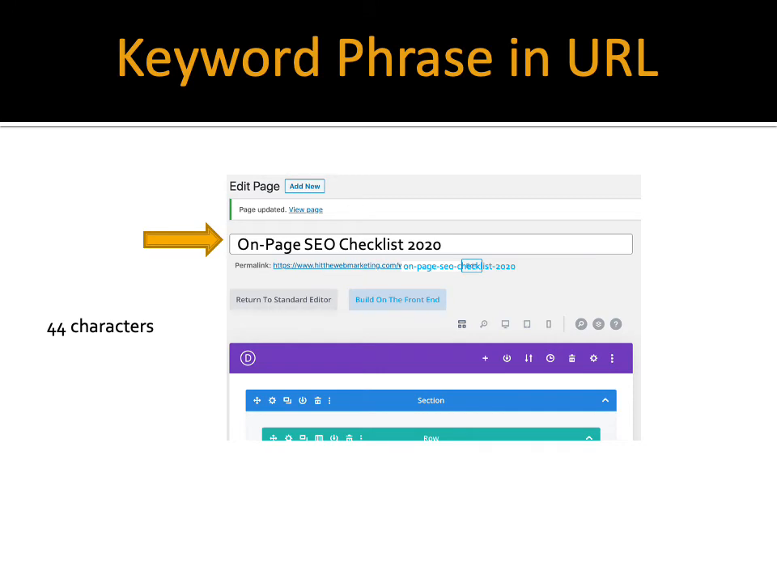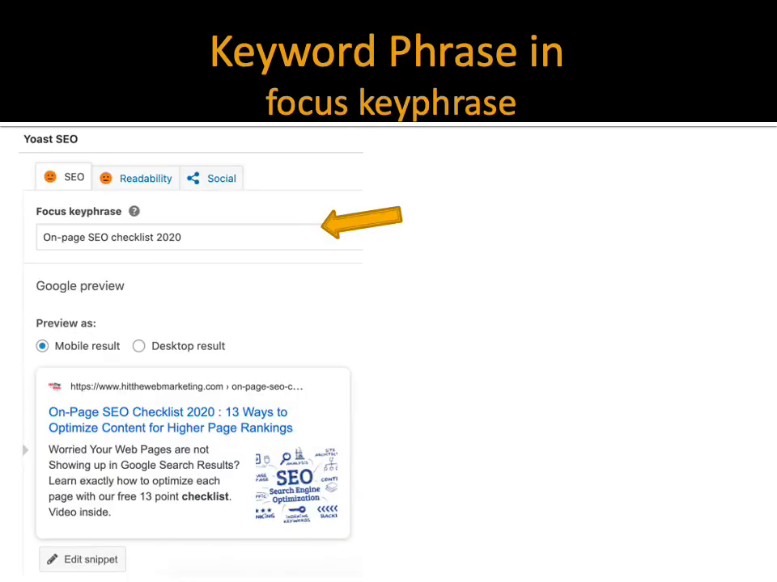When you are creating a page or a post, under the permalink, on-page SEO Checklist 2020 is the title of the page, and so we use our best keyword phrase in the URL here. The best keyword phrase is also used in the focus keyword, on-page SEO Checklist 2020. This is part of how we get our SEO on the page to go from red to green.